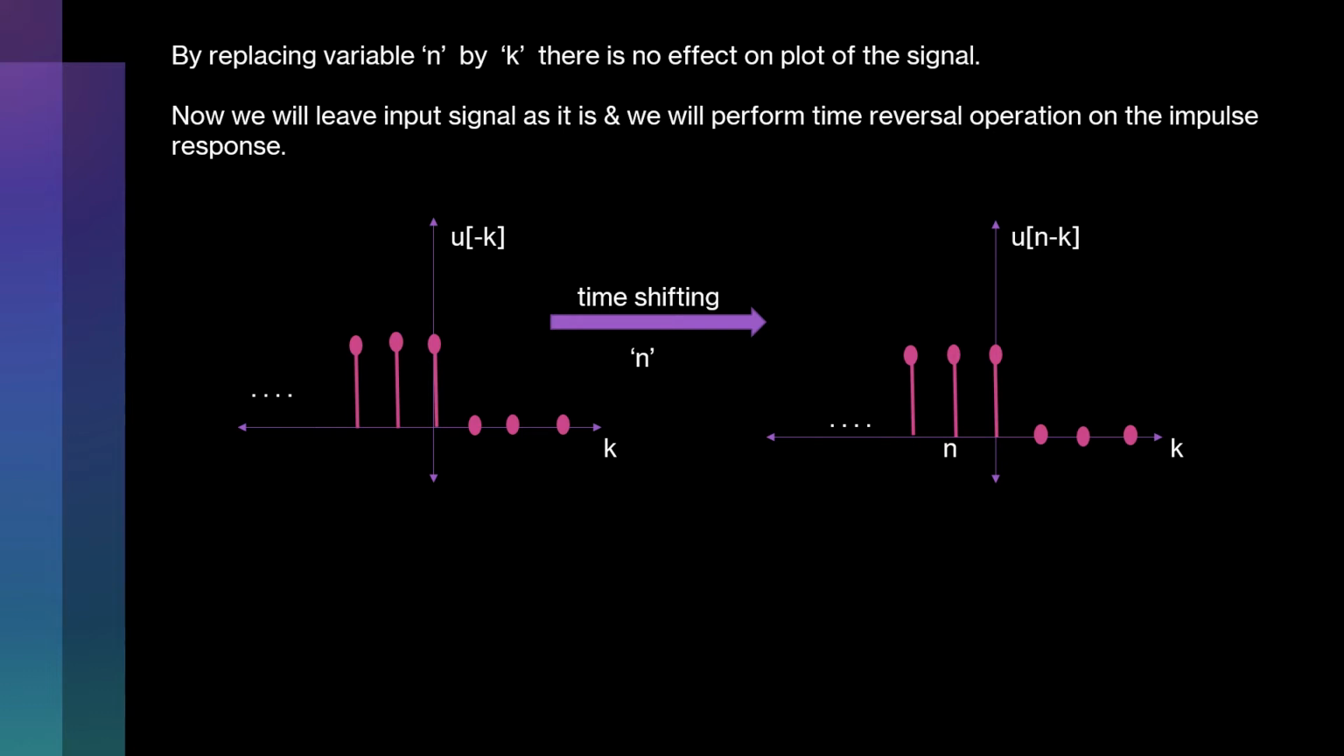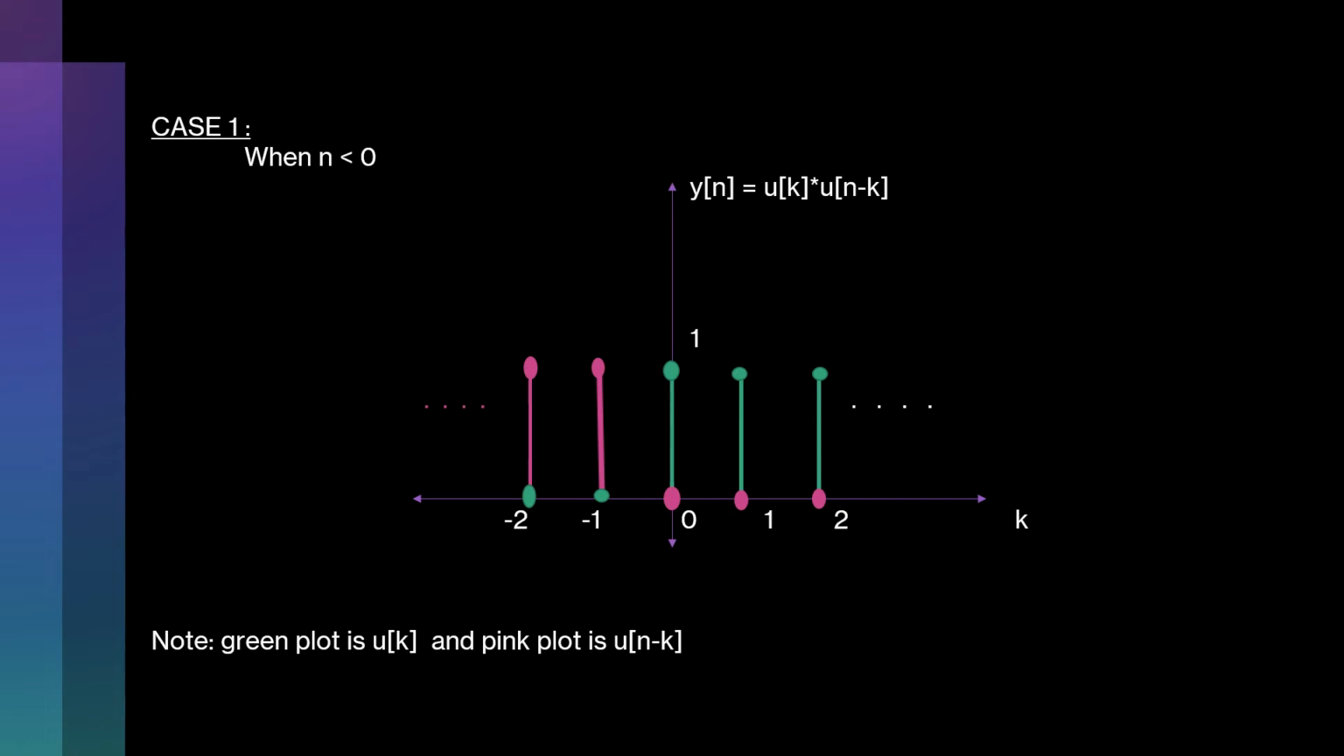Upon this new signal, we will perform the time shifting operation. So let's perform the next operation, that is the time shifting operation by an integer n. You will see that the waveform is shifted by n and the signal you see is u of n minus k. Now we have u of k and u of n minus k. Now let's analyze what will happen when we multiply u of k and u of n minus k depending on the value of n. Let's take case 1, when n is less than 0.